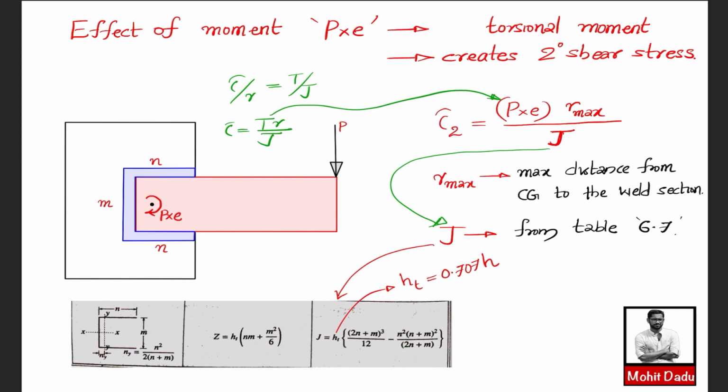So for example, here I am showing you the parameters for this C shape, where x bar is n square by 2n plus m, and in the last column you can see the J, the polar moment of inertia for this weld section, and it is given in terms of ht. For ht you can write ht equal to 0.707 h. So you will be finally representing everything in terms of h, and the remaining n and m are the dimensions.